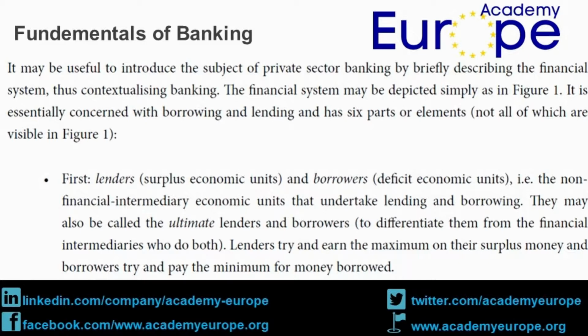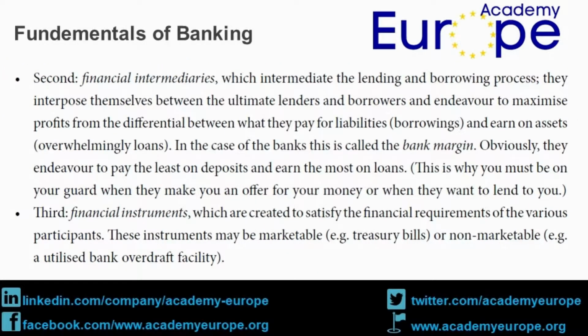They may also be called the ultimate lenders and borrowers, to differentiate them from the financial intermediaries who do both. Lenders try and earn the maximum on their surplus money and borrowers try and pay the minimum for money borrowed. Second, financial intermediaries, which intermediate the lending and borrowing process. They interpose themselves between the ultimate lenders and borrowers and endeavor to maximize profits from the differential between what they pay for liabilities, borrowings, and what they earn on assets, overwhelmingly loans.